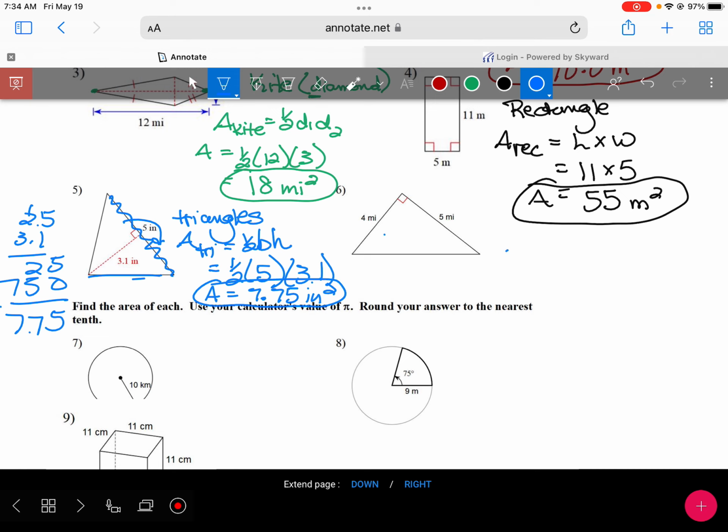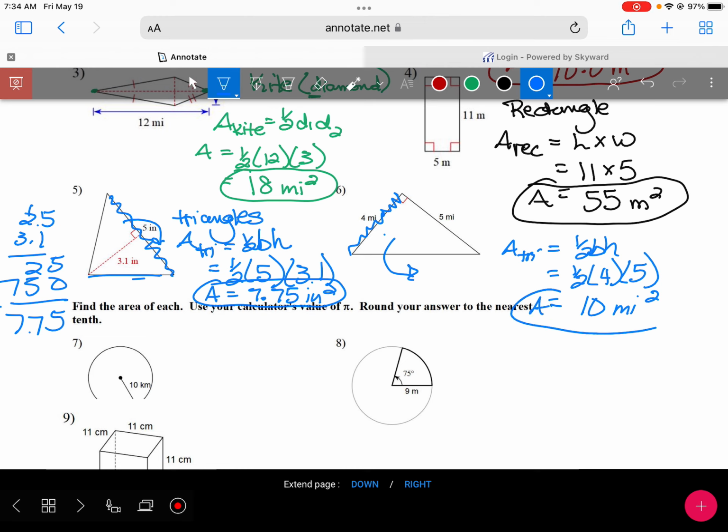And the last one, area of a triangle, 1/2 times base times height. 1/2 times base. I'm going to rotate this counterclockwise and get 4 times 5. 1/2 of 4 is 2. 2 times 5 is 10 miles squared. That is a big area of a triangle.